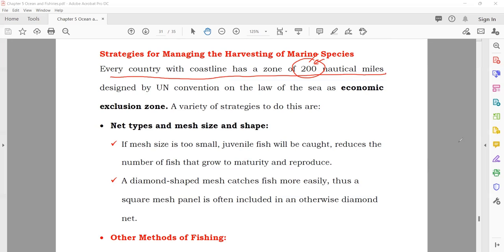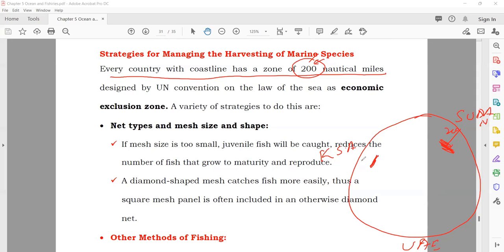I'll give an example. Let's say this is the ocean. Here you have, let's say, Sudan. Here you have KSA. Here you have UAE. Now every country can come up to this area. Sudan can come up to 200 nautical miles to catch the fish. KSA can come up to here. UAE can come to here. This is a free area. No one can come in this area. It means this is an area good for the fish to reproduce. They can grow well here. And in this way, they are safe.